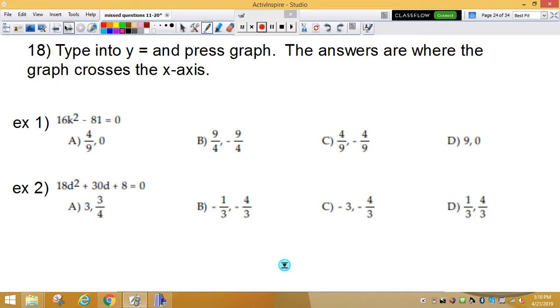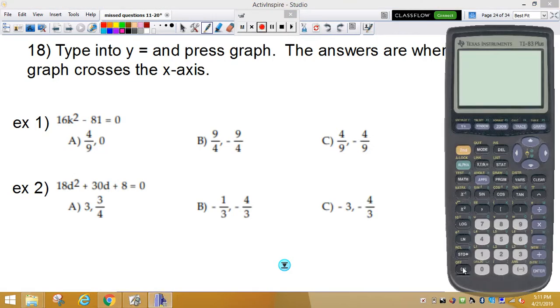I want you to write down the notes, and I want you to write down example 1 and 2. So for 18, you should have typed it into y equals and hit graph. And then you want to figure out where it crosses the x-axis. So let's do example 1. You should go to y equals and clear all this out.